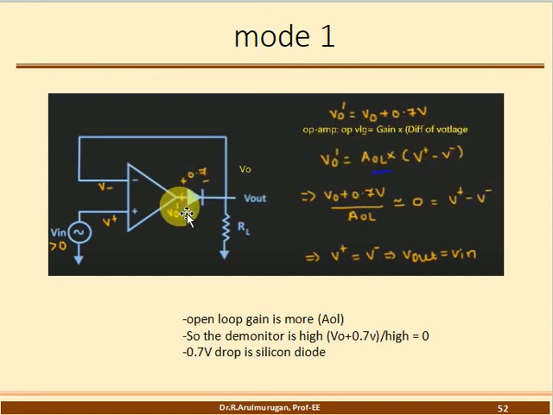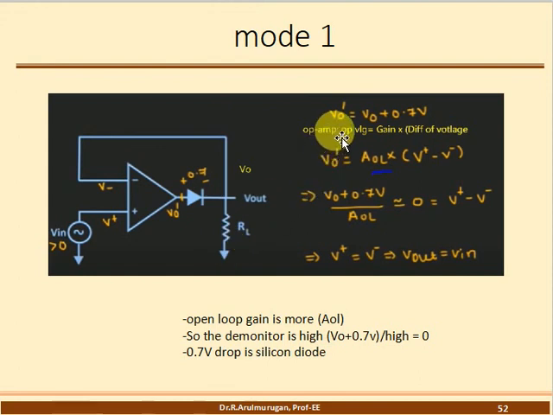What is the operational amplifier output? V naught dash is equal to gain multiplied by the difference of the two inputs. Next, the 0.7 volt drop is consumed by the diode. The remaining is at this node, called V naught. So V naught dash is equal to 0.7 plus V naught.